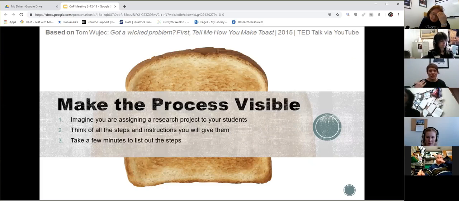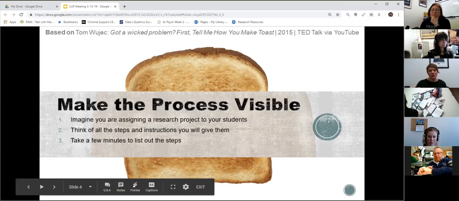Librarians, you might have to step out of what you actually do and imagine how, if you had one ring to rule them all and control over a classroom, you might do that. So imagine you're assigning that research project to your students. Think of all the steps and the instructions that you're going to give them.